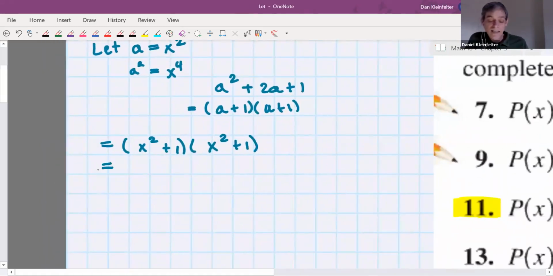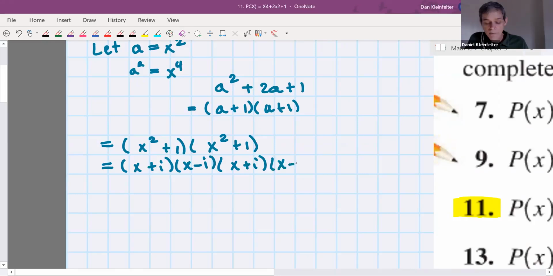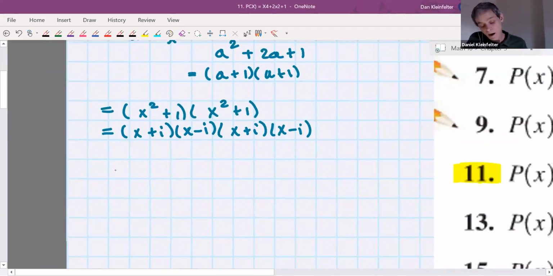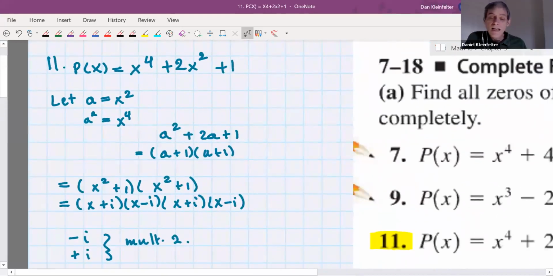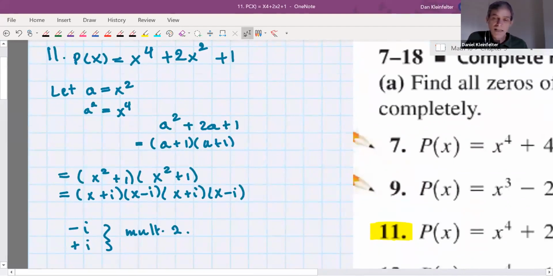And then these will factor as a difference of squares again. This will be x plus i, x minus i, x plus i, x minus i. Okay, so now our zeros are minus i and plus i, and both have multiplicity 2. So there were 4 total zeros, which makes sense because this polynomial was degree 4. It had i as a zero occurring twice, and minus i as a zero also occurring twice.